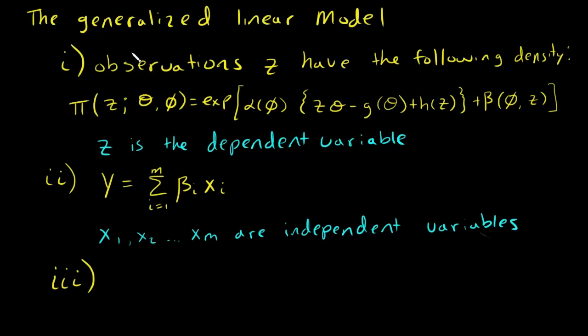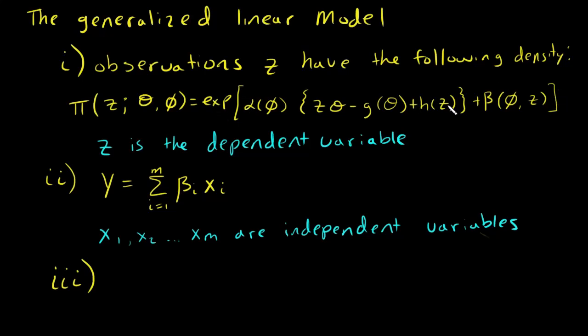So we have our observation Z that has this density function. Z is the dependent variable. The reason I'm writing that in blue and making a big deal about it is because in the past, when you've done ordinary least squares, you usually have Y as your dependent variable, and then you say Y is normally distributed, or Y has a particular distribution. Well, the notation here is Z. So Z is what has the distribution, and it has to come from the exponential family.